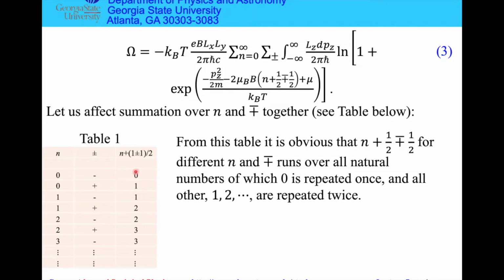The emerging order is the following. The value 0 for the energy, this parenthesis, occurs only once, but every other, 1, 2, and 3, occurs twice. So I see that in the summation, the 0 value of energy is non-degenerate and all others are doubly degenerate, repeated twice. That's right.